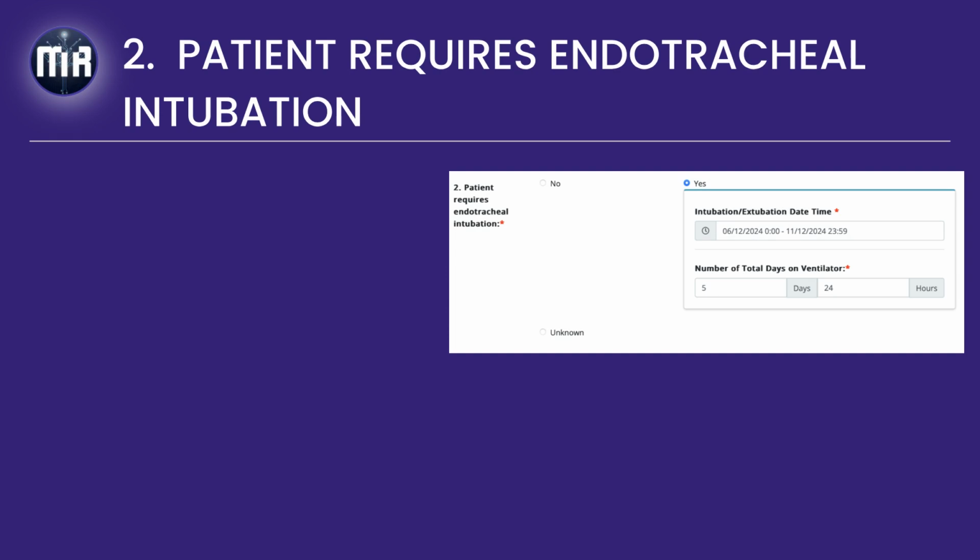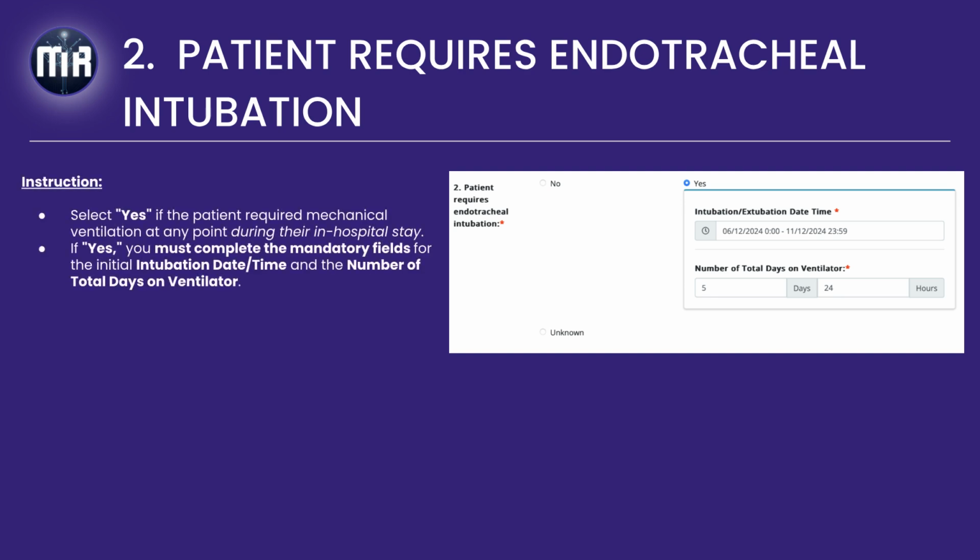Following our discussion on the various levels of care, we will now focus on a specific, high-level intervention that is a key indicator of a patient's severity. Field number 2. Patient requires endotracheal intubation. This field is designed to capture whether the patient needed advanced airway support in the form of mechanical ventilation at any point during their in-hospital stay. Your instruction is to select yes or no based on the clinical record. If you select yes, it is mandatory that you then document the date and time of the initial intubation, and, critically, the number of total days on ventilator.